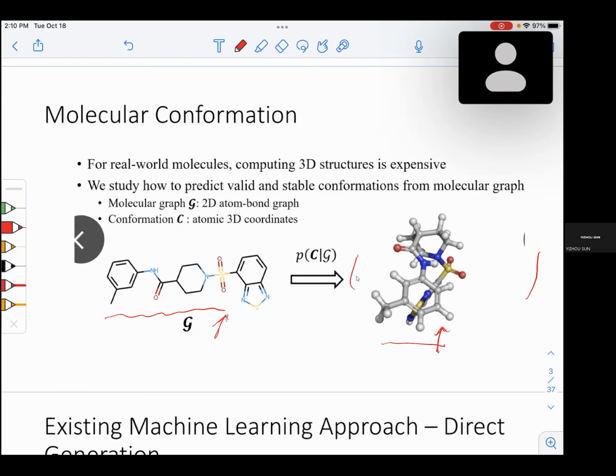Thank you for letting me know that there could be multiple 3D conformations related to a single 2D graph. My question is, even for just one of those conformations, how do we decide the origin point to make the coordinates unique?